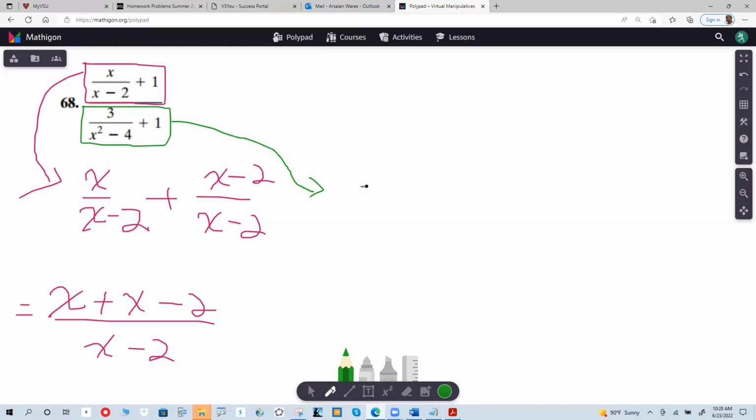Same story. 3 over x squared minus 4 plus 1. Instead of 1, I'm going to write x squared minus 4 over x squared minus 4. I can factorize it, right? I can write x squared minus 4... That's too much work for now. I might have to do it, I will do it, but I'm not going to do it now. I'm going to just add the 2 fractions. Well, 1 is not a fraction, but you get the point.